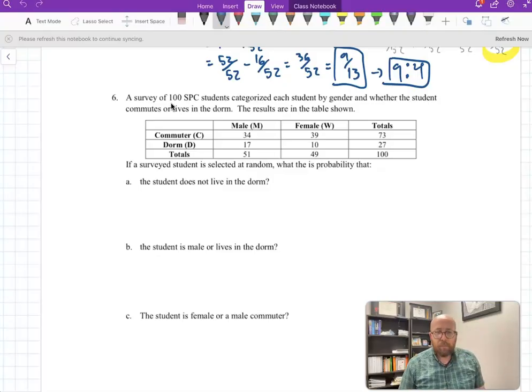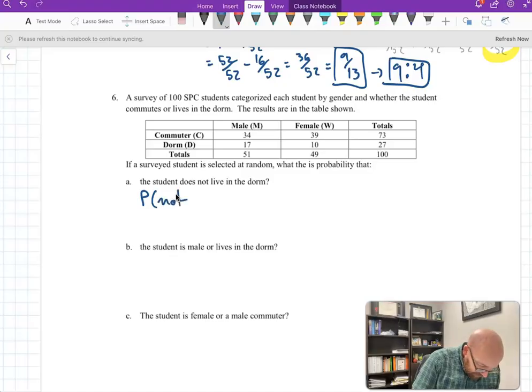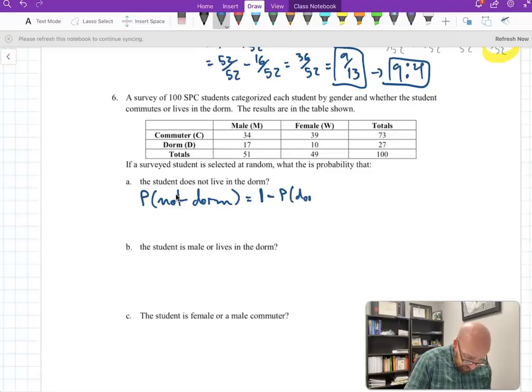So, part A. If a student surveyed is selected at random, what is the probability that the student does not live in a dorm? What is the probability that they are not in the dorm? Well, the probability that they are not in the dorm is equal to 1 minus the probability that they are in the dorm.